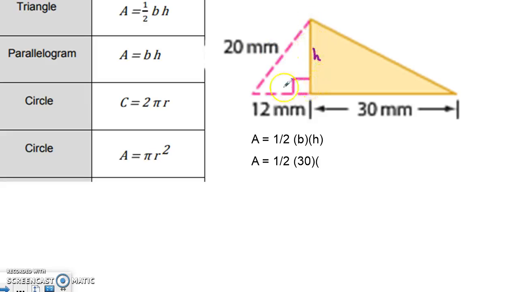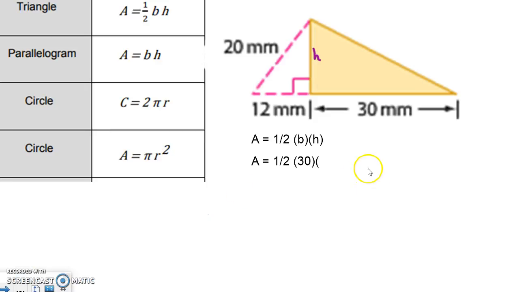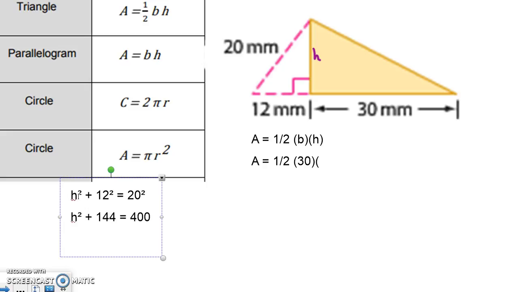Notice over here they have this little right triangle. Whenever you see a right triangle and you know 2 out of the 3 sides, you're going to use the wonderful Pythagorean theorem. So over here, I'm going to figure out what that height has to be. So I'm going to do height squared plus 12 squared equals my hypotenuse squared, which is 20. So I'd have height squared plus 144 equals 400.